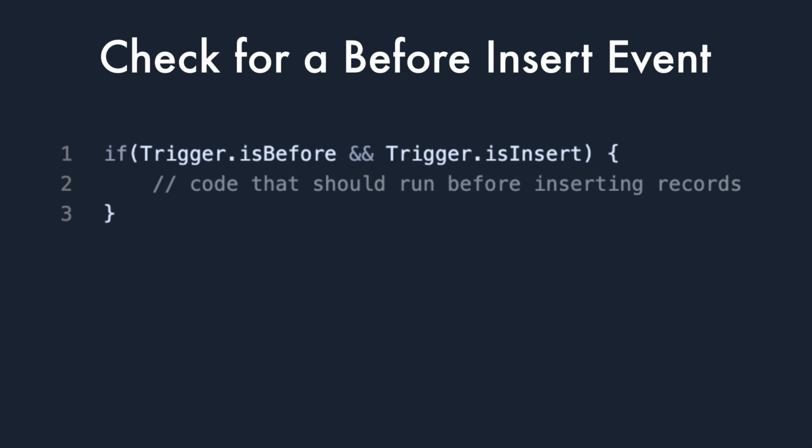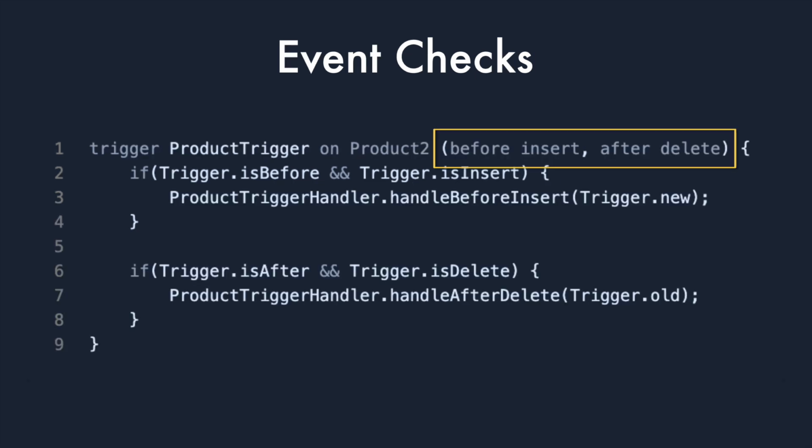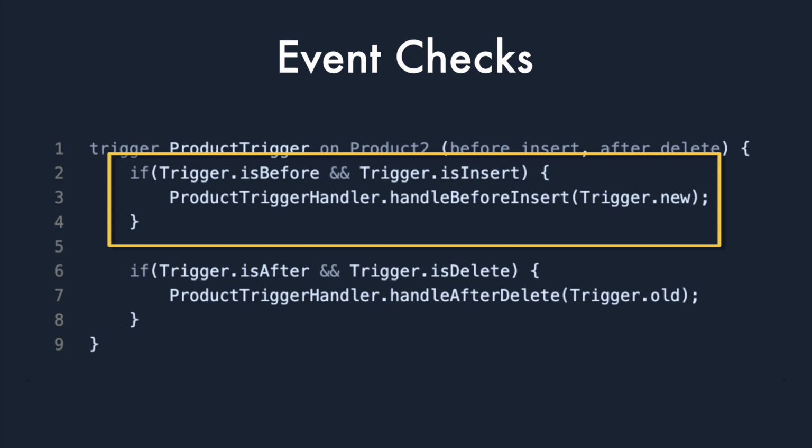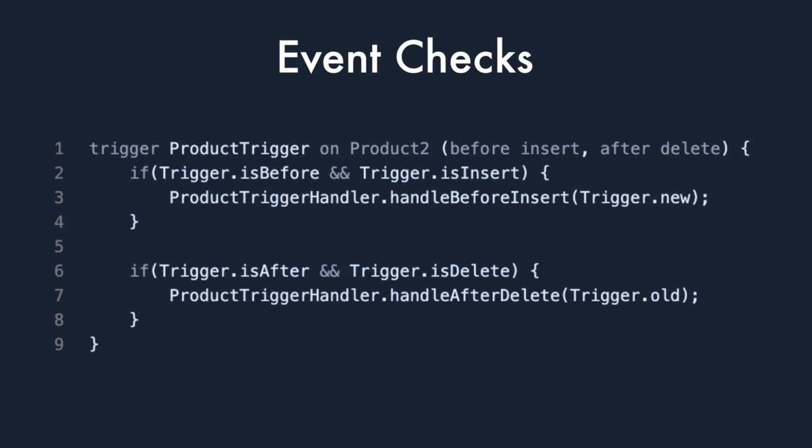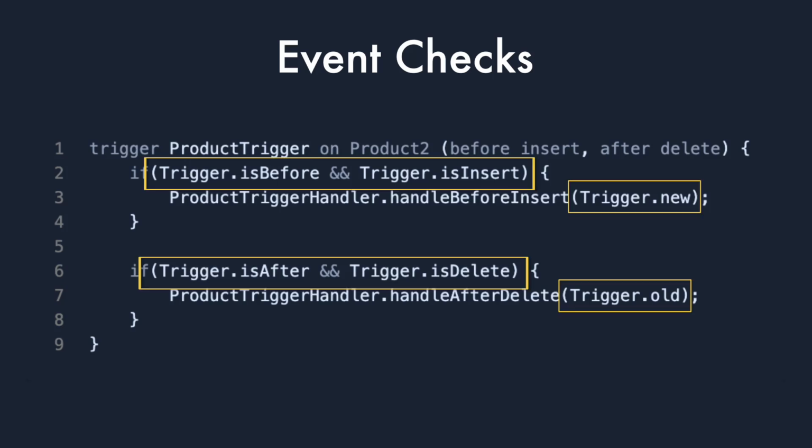For example, this Apex trigger is set to run before a product is inserted and after a product is deleted. This event check allows us to run a certain set of code before the product records are inserted. This other event check allows us to run a different set of code after the product records are deleted. With each event check, you will notice a few special variables. These are known as trigger context variables.